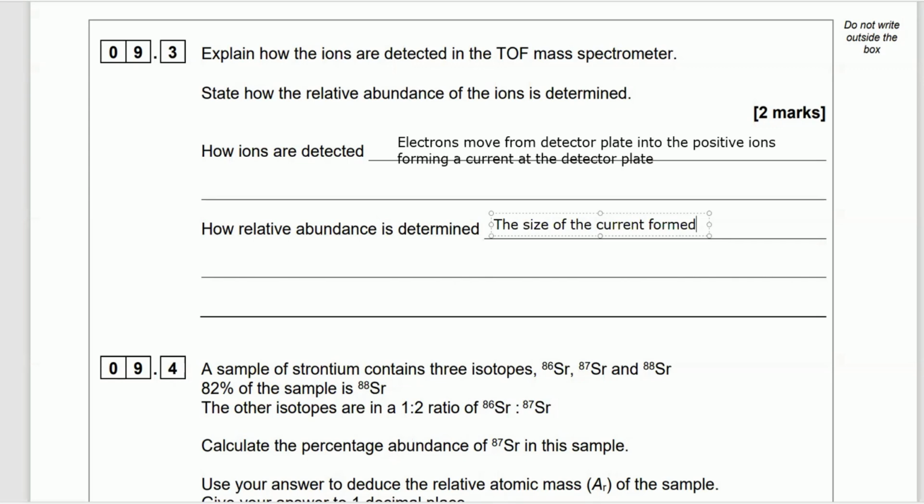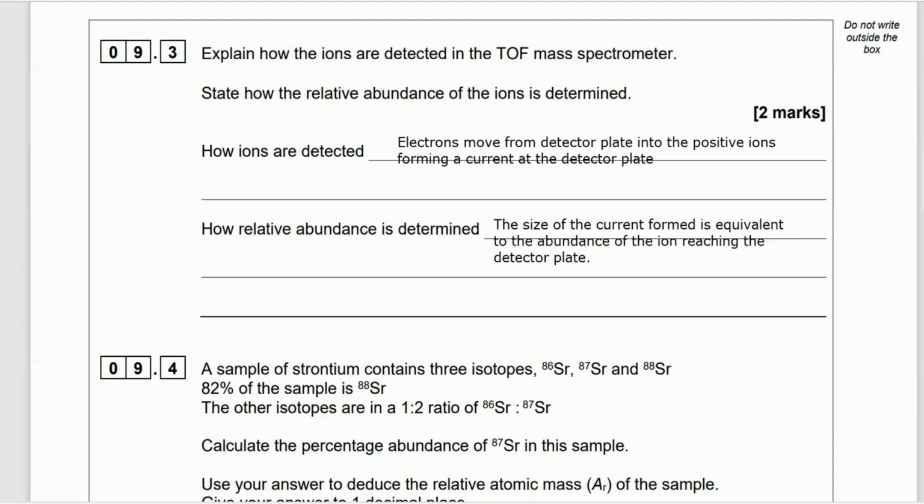Now, how do we know the abundance, how much of the ions have arrived? Well, we look at the size of the current, and the size of the current is equivalent to the abundance of the particular ion. So if one particular ion arrives and you get 2 amps, and then another ion arrives and you get 4 amps, you know the second ion had double the abundance because it generated double the movement of electrons, or double the current. Coolio.